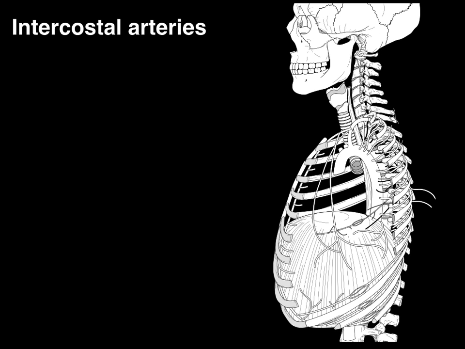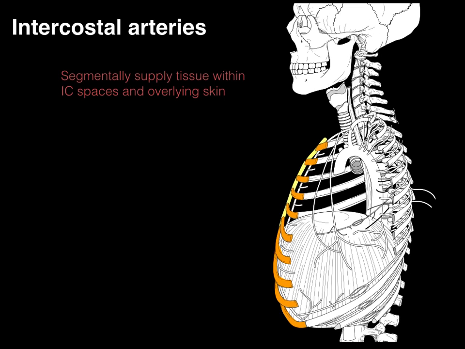And so this picture is a lateral view on the left side of the thoracic wall. And the intercostal arteries that we'll discuss segmentally supply tissue within intercostal spaces and overlying skin. In yellow, there is the sternum, and then in orange are the costal cartilages, which articulate with the ribs, which articulate with the thoracic vertebrae. And so there is some orientation.